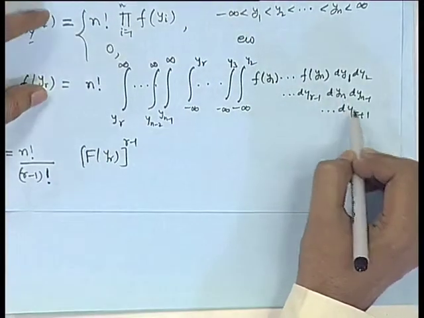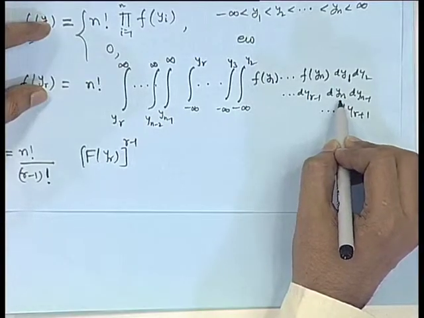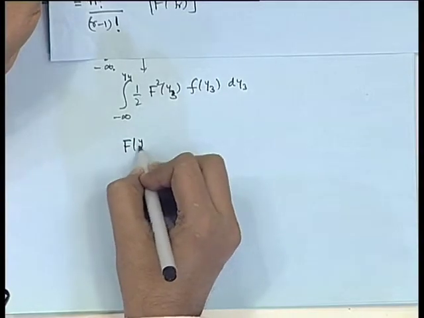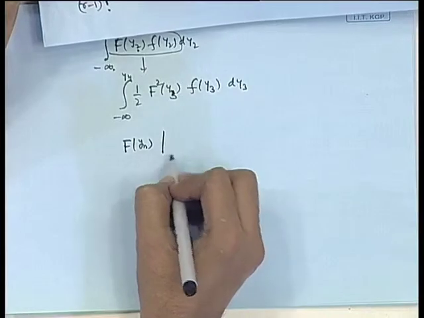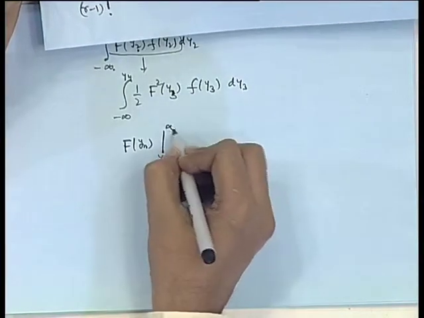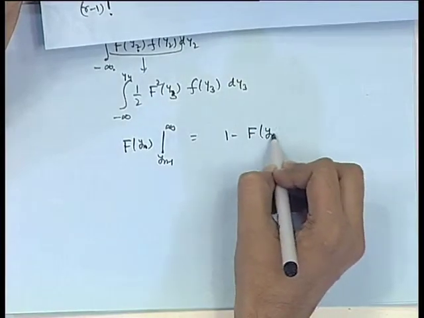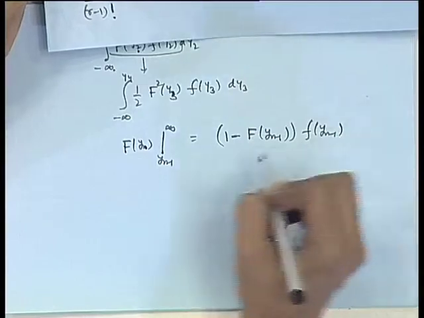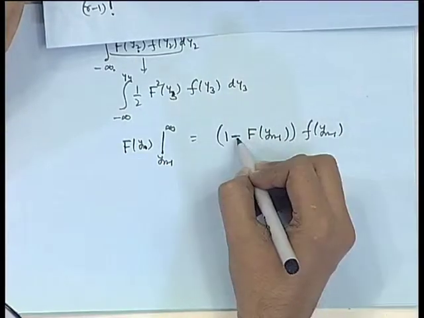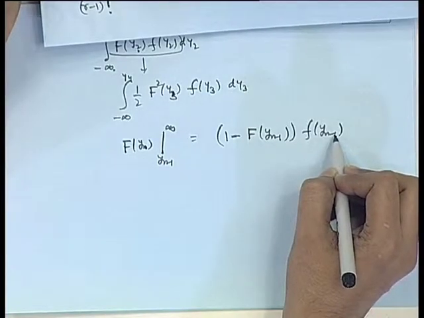Now, let us look at the other set of variables to be integrated. When we integrate f of y_n, then that will give us capital F of y_n. Now, the region of integration is from y_{n-1} to infinity. Now, at infinity this is 1. So, it is 1 minus F of y_{n-1}. So, at the next stage the integrand is (1 minus F of y_{n-1}) into f of y_{n-1}.